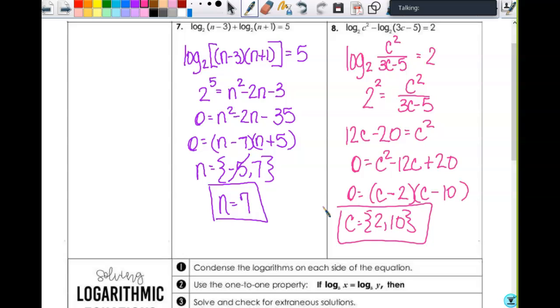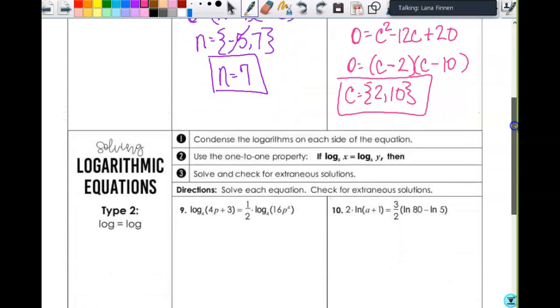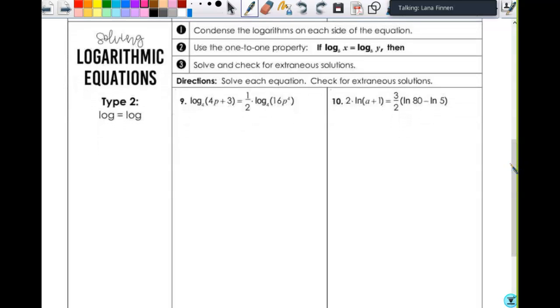All right. So all of those were if we have a log by itself or multiple logs equal to a number. Another way that you could see these is if you have a log equal to a log, like I have here. Now, you could make it equal to a number by subtracting it over and setting it equal to 0, but there's another way we can attack this here.